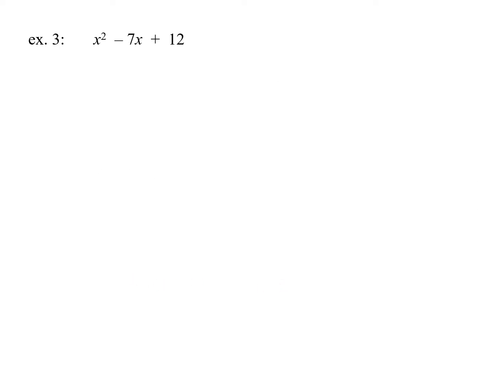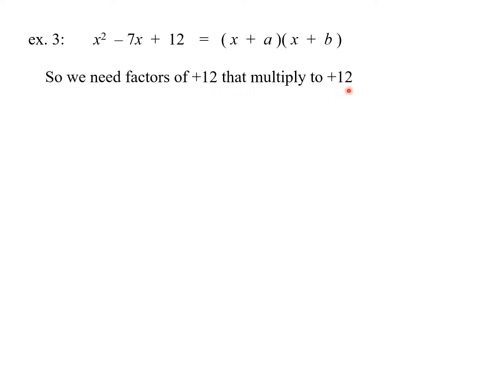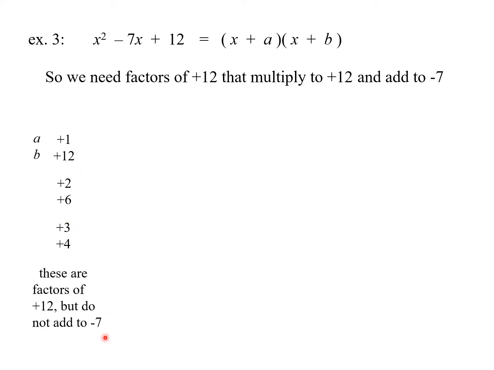All right, let's try this again. x squared minus 7x plus 12. Once again, it's going to take this form. So we need factors of positive 12 that multiply to positive 12 and add to a negative 7. Now listing them like this, the factors of positive 12 are 1 and 12, 2 and 6, and 3 and 4, all positive, but none of those add to a negative 7. So none of those are going to work.